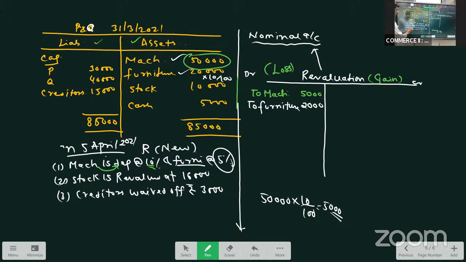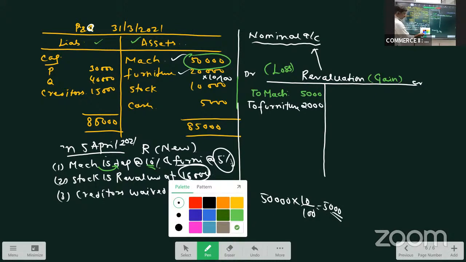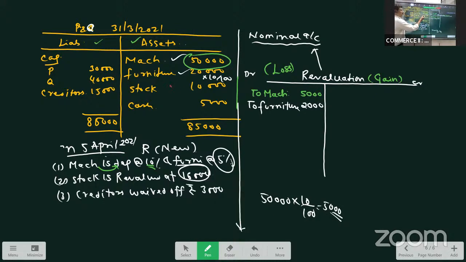Then stock is revalued at 16,000. See here. Here, what is the value of stock given in our balance sheet? 16. Now, what is the value?